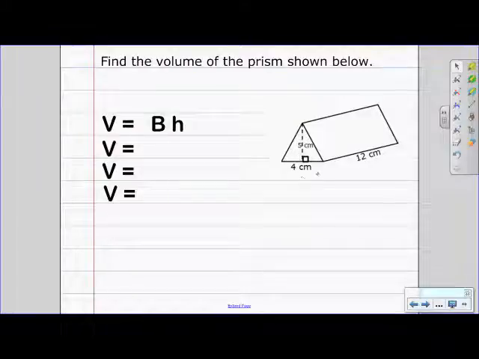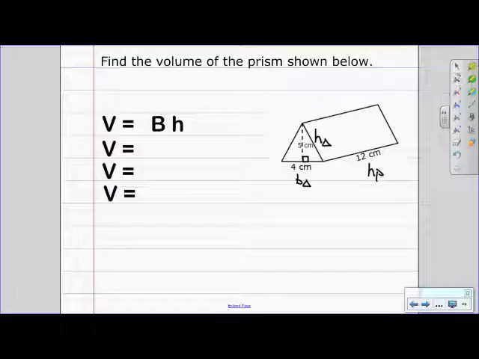I like to start out by labeling my dimensions. So I can see that 12 centimeters is the height of my prism. 4 centimeters is the base of my triangle, and 5 centimeters is the height of my triangle.